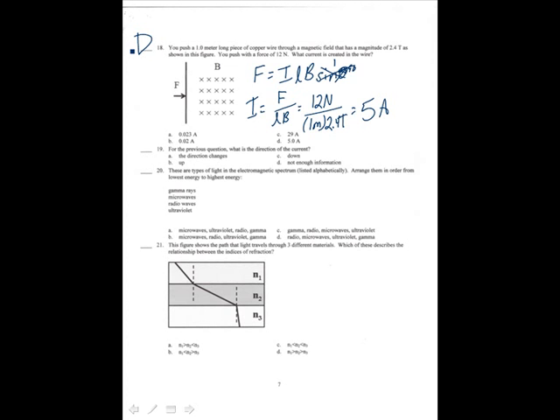What direction is the current? So our force, you have to use the right-hand rule, but you sort of have to go backwards. Our force is to the right. The magnetic field is into the page.